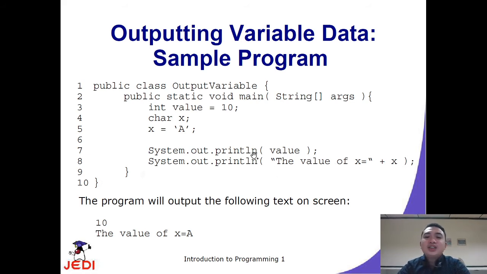That is the reason for println, because after printing the value of the variable value, which is 10, it will print a new line. That's why the next text is on the next line.